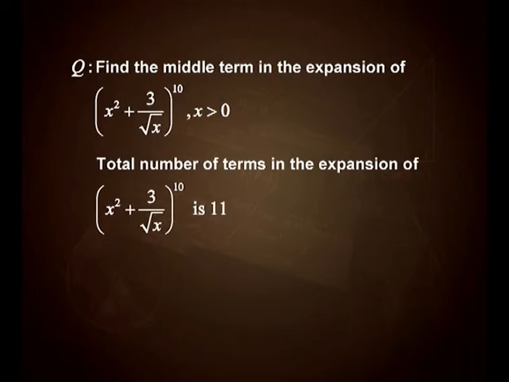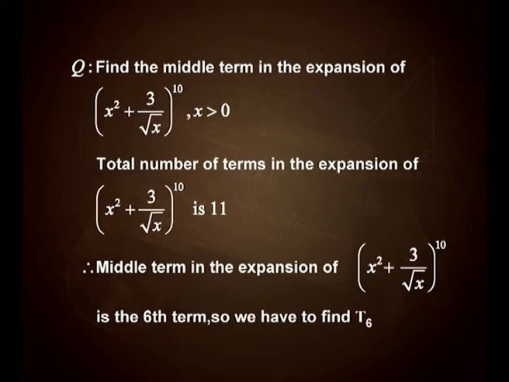So, what would be the position of the middle term? If there are 11 terms, the middle term will be the 6th term. So, in other words, they are asking us to find the 6th term of the expansion. So, that is just a little twist in the problem and we are ready to go. We are looking at 11 terms in the expansion, middle term is the 6th term. So, we have to find T6.